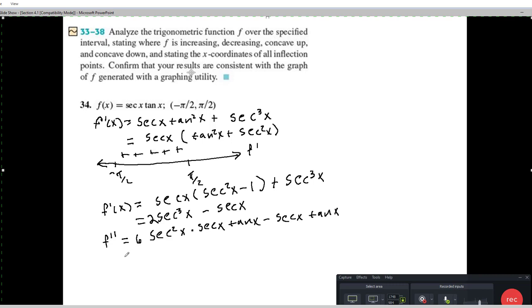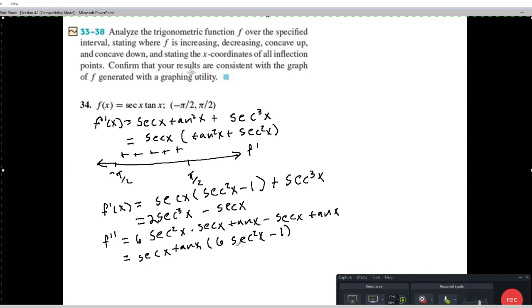And again, notice that they both have a factor of secant of x and tangent of x, so we can factor that out, and we get secant of x tangent of x times 6 secant squared of x minus 1.